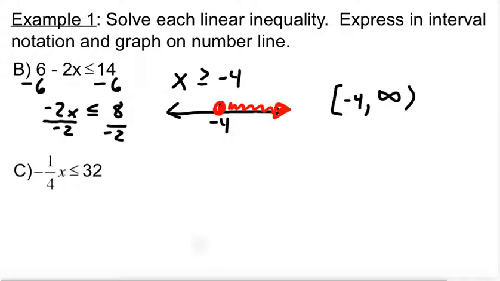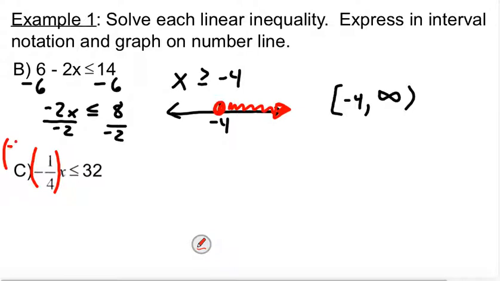All right. And then let's come down here and look at part C. We got negative 1/4 times x is less than or equal to 32. We have to get that negative 1/4 out of there. You could divide both sides by negative 1/4 if you wanted to. Some people have a hard time putting that in their calculator correctly, so it's also hard to do in your head. So what I do to get rid of that negative 1/4 times x, to get rid of the negative 1/4, I multiply by the reciprocal of negative 1/4.